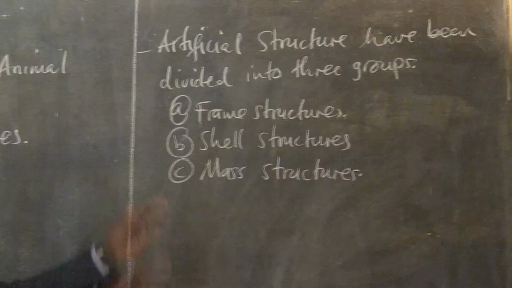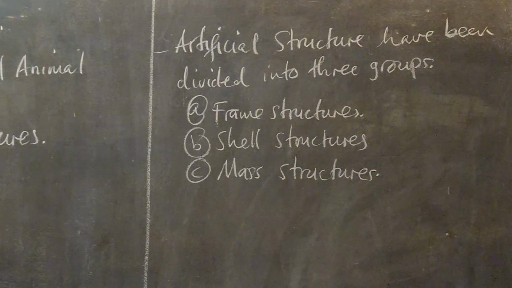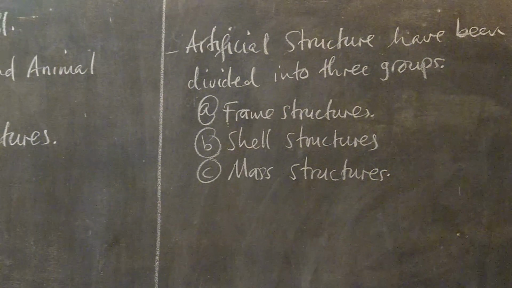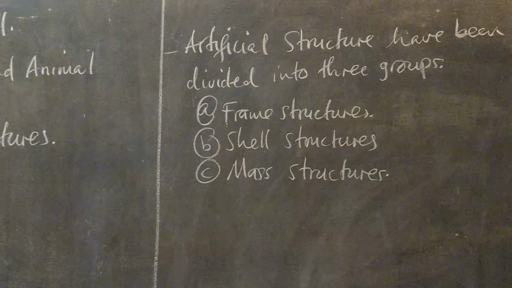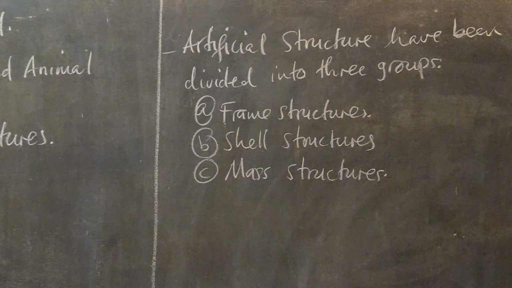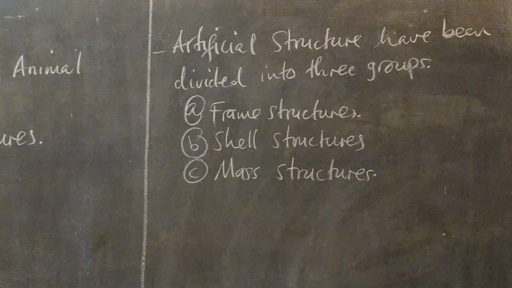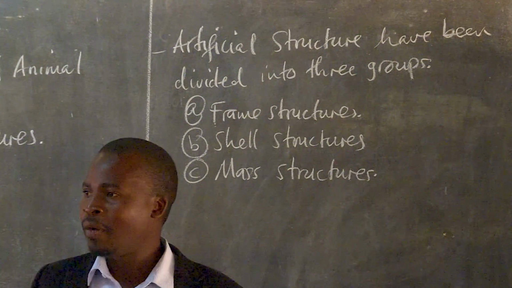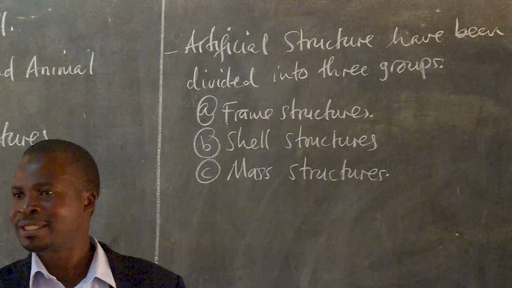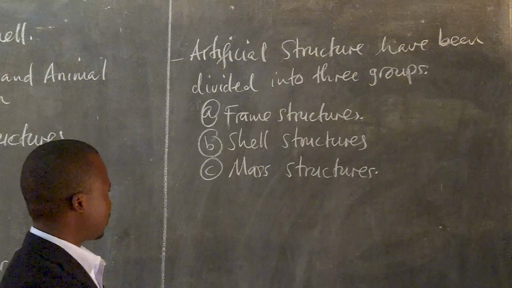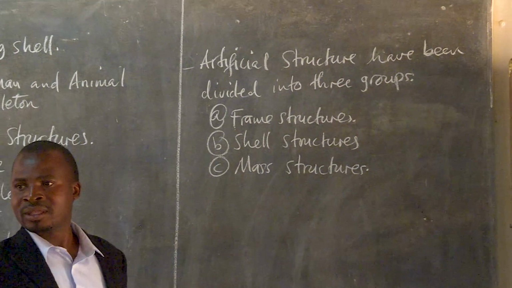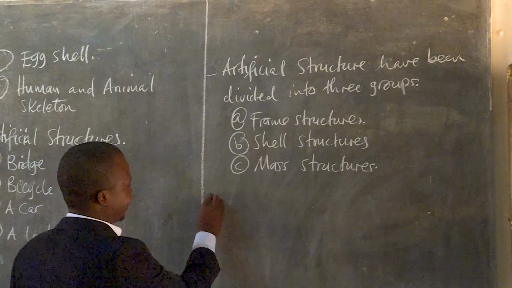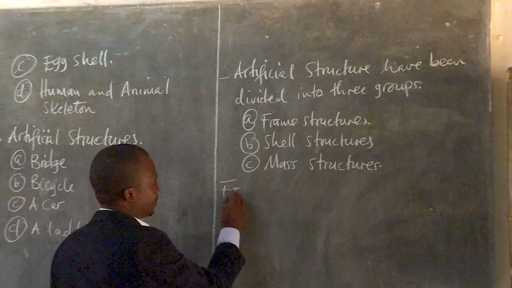These are the three groups of man-made structures. What are frame structures? These are structures which are made by joining rigid bars in a specific way to form a framework.